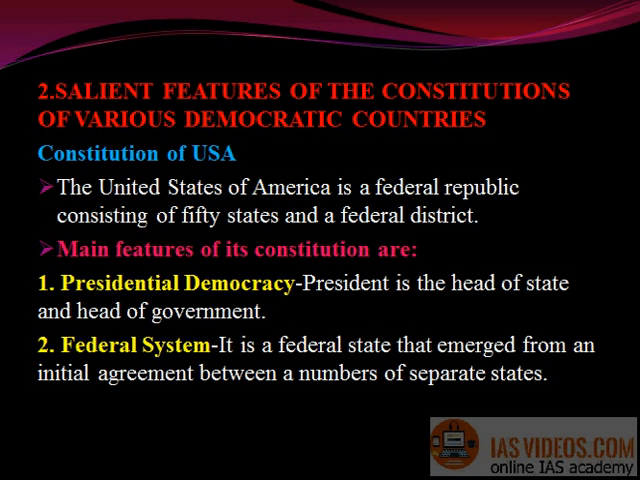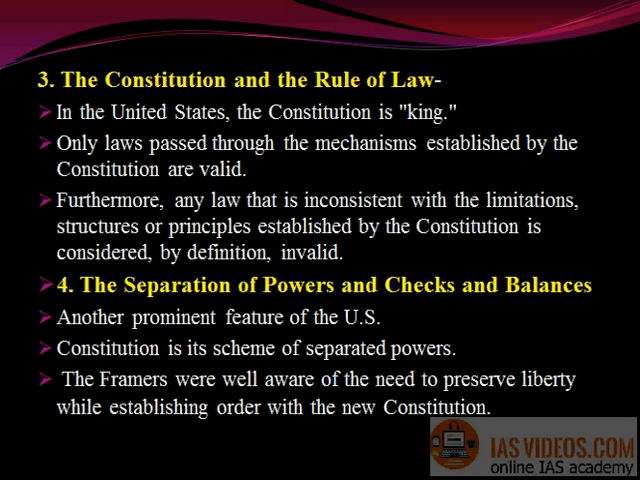Federal system. It is a federal state that emerged from an initial agreement between a number of separate states. The Constitution and the rule of law. In the United States, the Constitution is king. Only laws passed through the mechanisms established by the Constitution are valid.